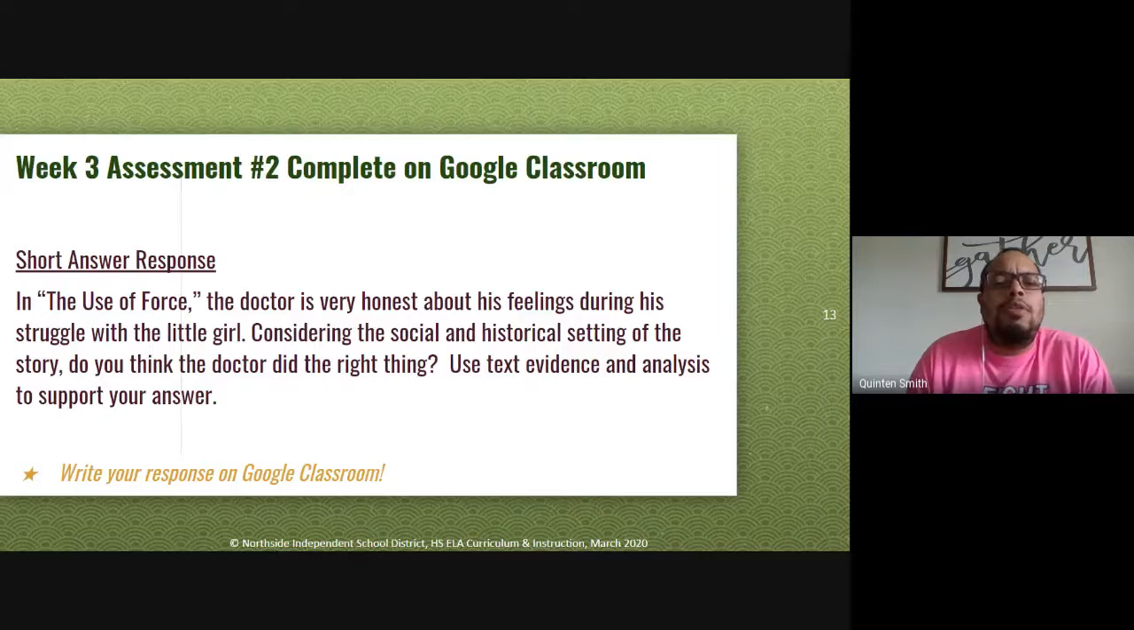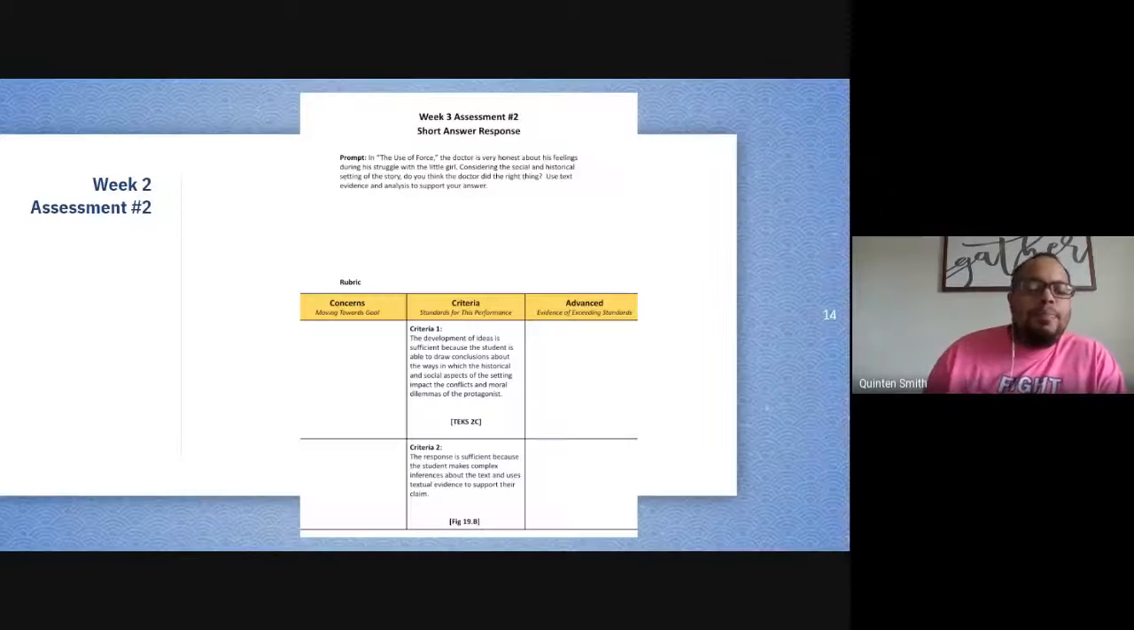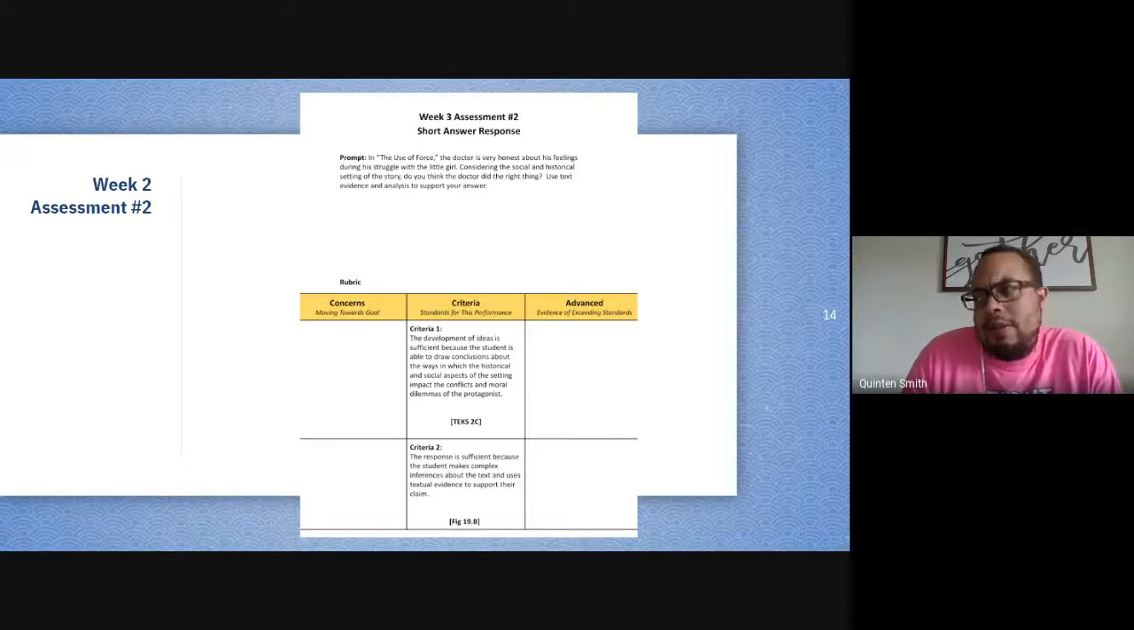And so this doctor is very frustrated, but he also wants to help her because she is a doctor. So considering the social and historical settings of the story, do you think he did the right thing? You can either support it or not support it. And in a couple of slides, there's going to be one that gives you sentence stems for how to start, but this is what the other assessment looks like.